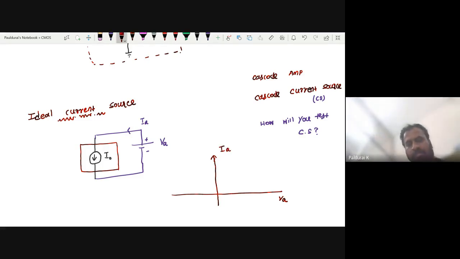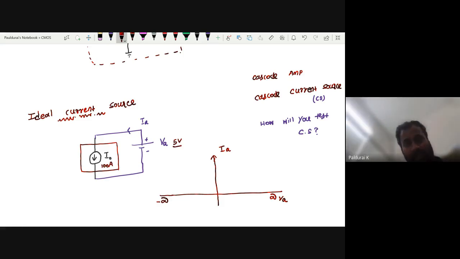VA will be 0, sir. You can vary VA from even minus infinity to plus infinity, nothing wrong. So what is the value for, assume I'm giving some 5 volt. If it is a current source, assume the current is some 100 amps, just assume. For 5 volt, what is the current?